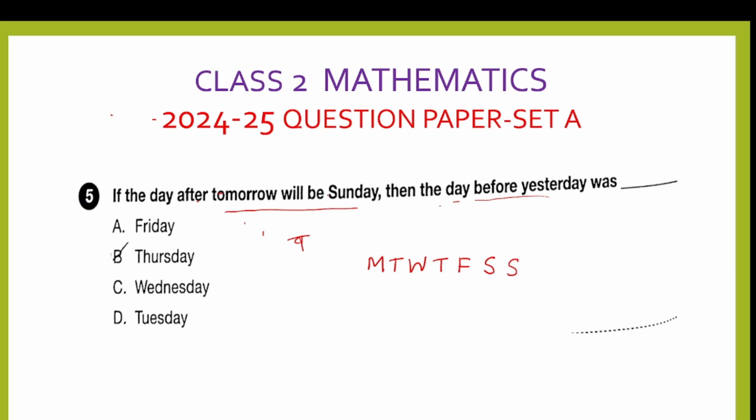Now we are given that the day after tomorrow will be a Sunday. Sunday is here, right? So tomorrow is Saturday. Tomorrow is Saturday, means today is Friday. Now Thursday becomes yesterday. Now the question is, the day before yesterday means what? The day before yesterday is nothing but Wednesday. Therefore the answer for this question is option C.